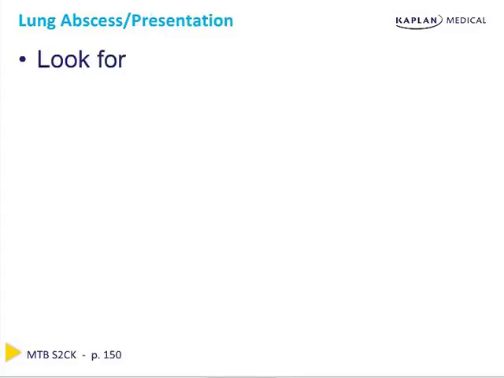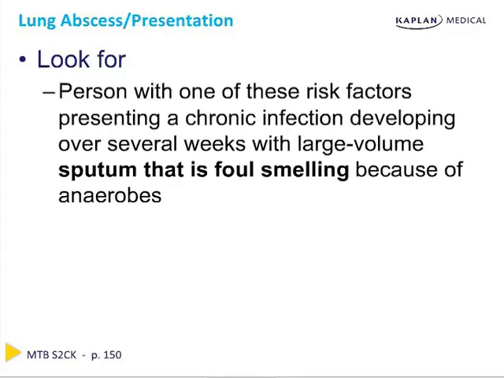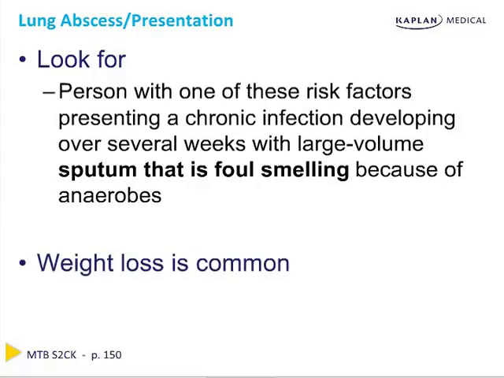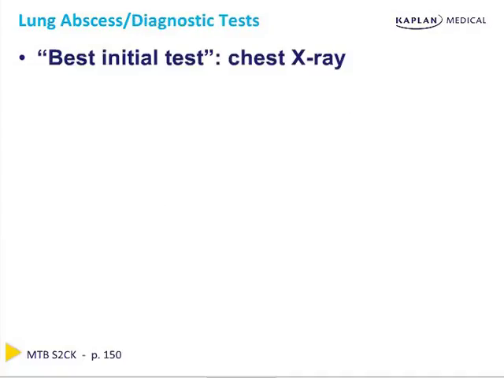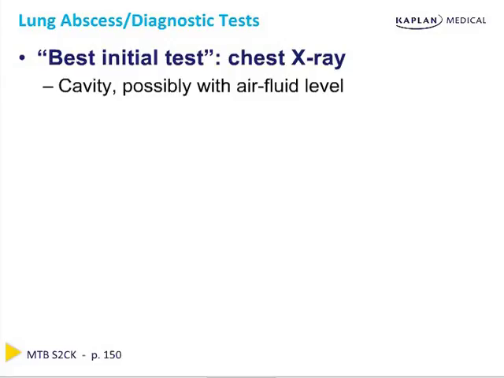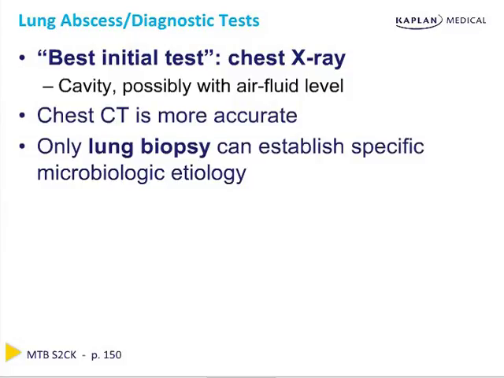On clinical presentation, one should look for a person with one of the risk factors for aspiration presenting with a chronic infection developing over several weeks. They will usually have large volume sputum that is extremely foul-smelling because of the anaerobes. Weight loss is also quite common in the setting of an abscess. The best initial test is a chest X-ray. You will see a cavity, usually with an air fluid level. However, chest CT is the more accurate test. Only a lung biopsy can establish a specific microbiologic etiology.